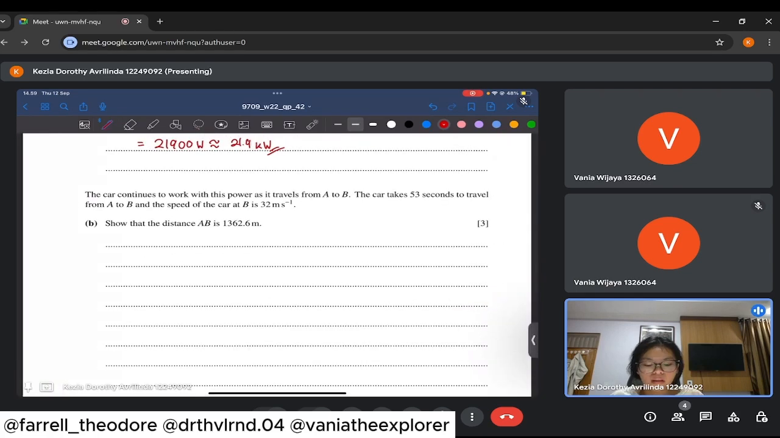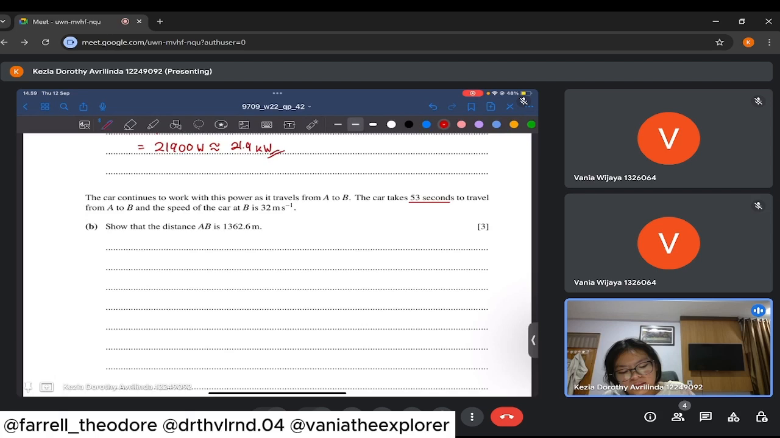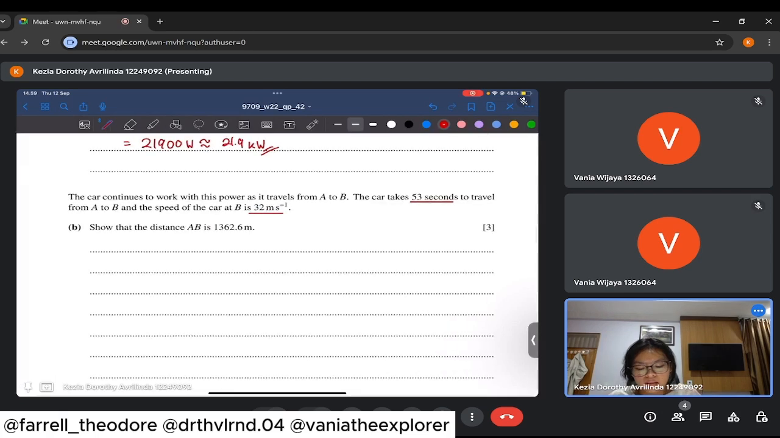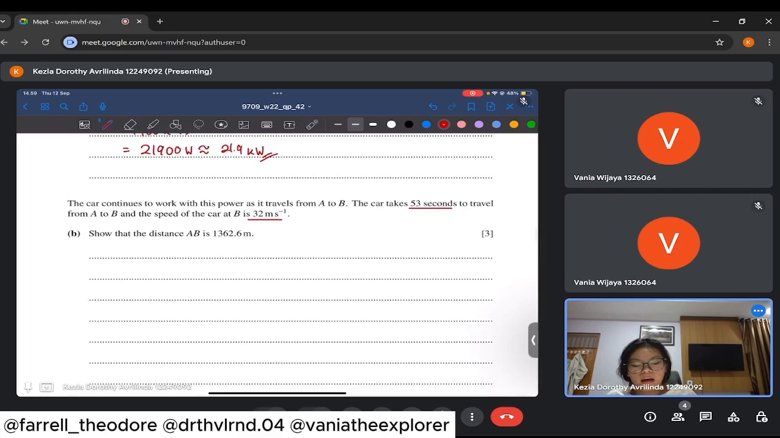The car continues to work with this power as it travels from A to B. The car takes about 53 seconds to travel from A to B, and the speed of the car at B is 32 meters per second. First, we're going to underline the numerical values. We have 53 seconds, the time taken for the car to travel from A to B, and then the speed of the car at B, which is 32 meters per second. And question B asks us to show that the distance AB is 1,362.96 meters.